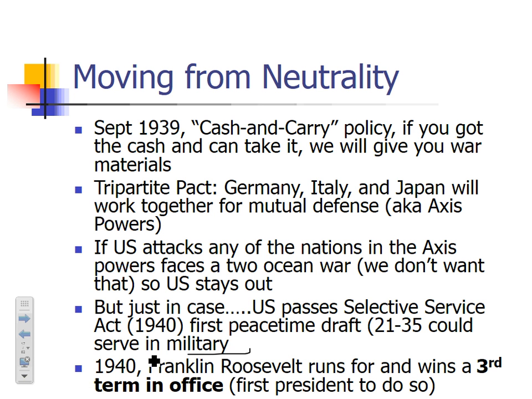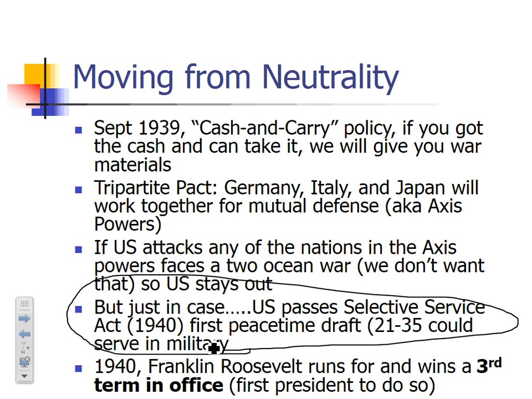So we said they passed the first Selective Service Act. You want to be able to note all the things that the United States does that indicates that we're not really neutral. So you've got cash and carry. You've got the fact that we're passing the Selective Service Act. In 1940, Franklin Roosevelt runs for and wins a third term in office. He's the first president to do so. Why? Not why did he run, but why did he win?